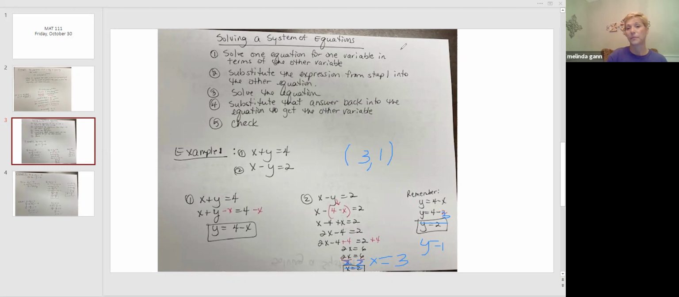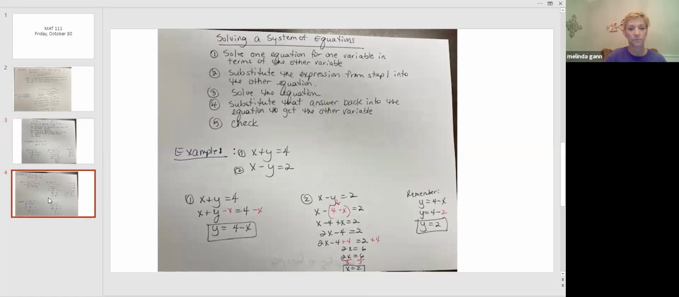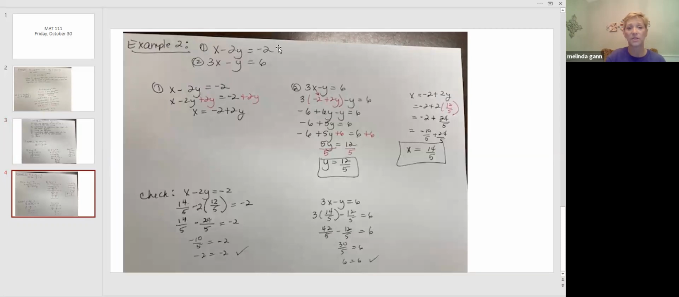Okay, so let's go work another one and make sure that we're good before you start trying your homework. All right, look at this one. All right, here's my equation this time. All right, so I've got x minus 2y is a negative 2, and I've got 3x minus y is 6. So again, it doesn't matter which equation you use. You can use either one, but just solve for one.